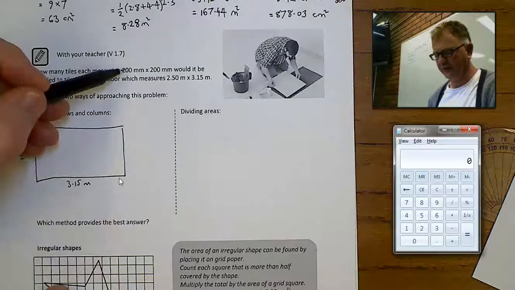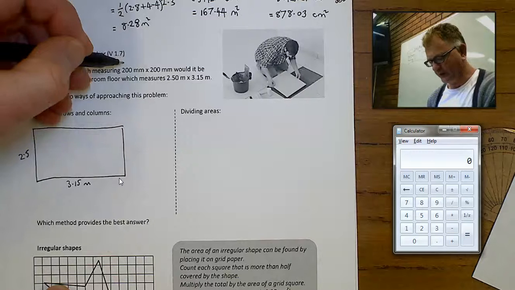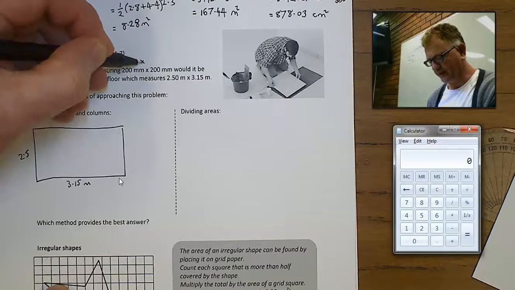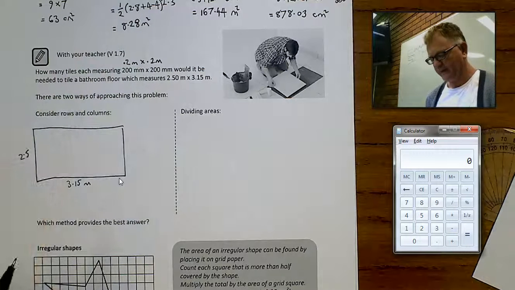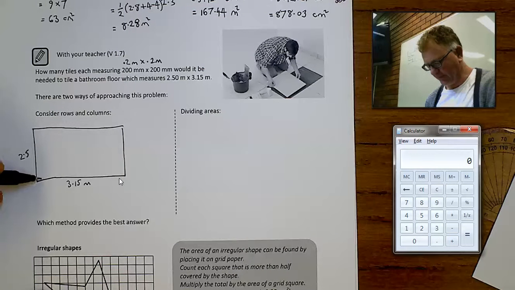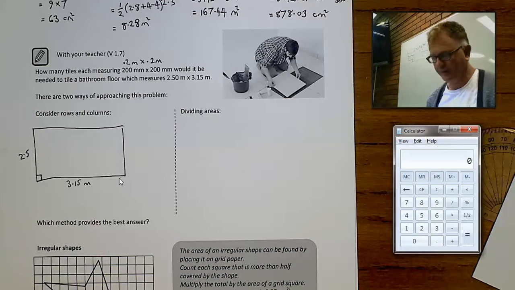200 millimetres, change to metres, you divide by 1,000. So really it might have been easier for us if this was written as 0.2 metres times 0.2 metres. Then what I'm trying to do is think of the number of rows of tiles. They're square tiles. I'm thinking about how many square tiles it is going to take in terms of rows and columns of tiles here on the floor.